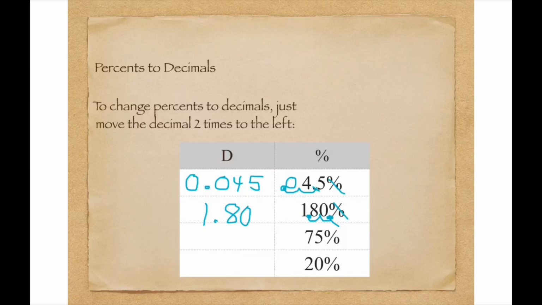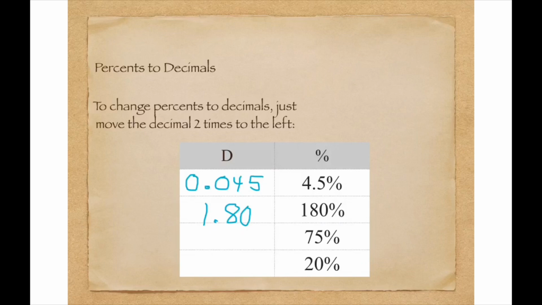Okay, go ahead and do it yourself. Do those next two. Find the decimal points, move them 2 times to the left, and you will have changed them into decimals. Remember to pause your video. I'll give you a second to pause it.